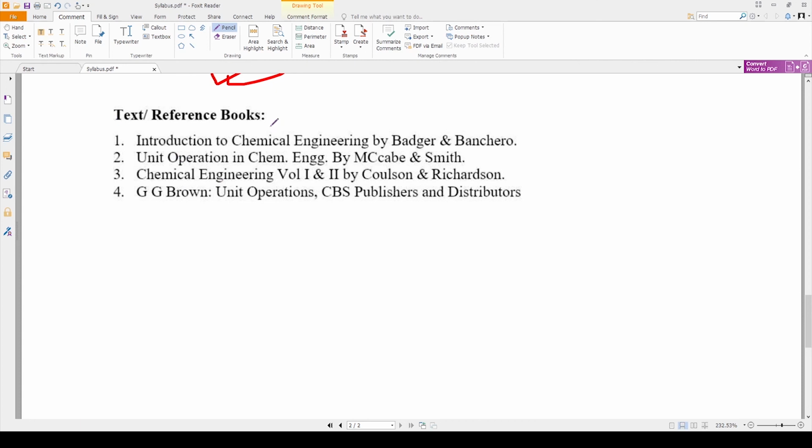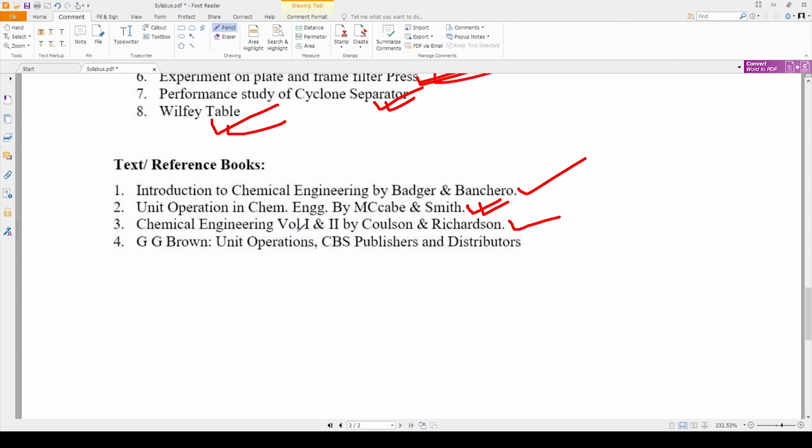These are the textbooks and reference books. Introduction to Chemical Engineering by Badger and Banchero. This is a nice book. Second, Unit Operations of Chemical Engineering by McCabe and Smith. This is the primary book we'll be following. Third, Chemical Engineering Volumes 1 and 2 by Coulson and Richardson. Lastly, G.G. Brown, Unit Operations. Mainly we'll be following the second book. Also, some of the syllabus is in this book.